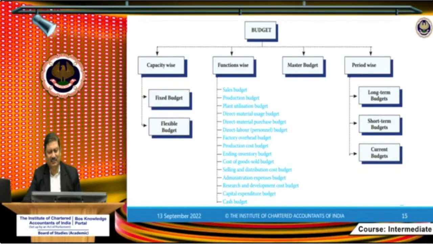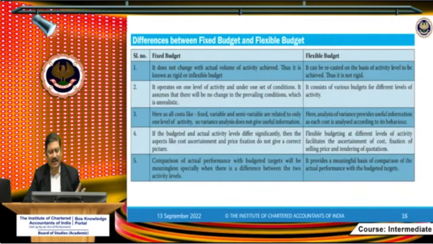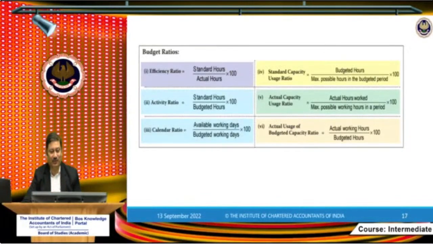These are the classifications of budget. We are not going for that. This is the difference between fixed budget and flexible budget, straight from your study material. So we are not discussing that.